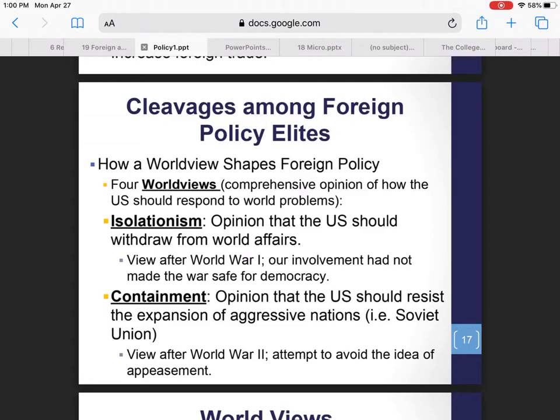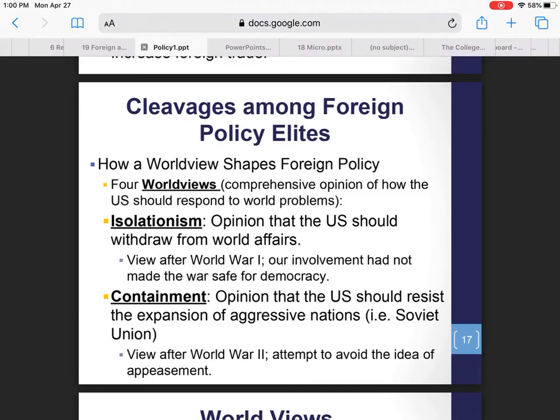Now, Hitler had no intention of holding to that deal. He just wanted to see how much he could push Chamberlain, and it worked. So after World War II, the United States changed their viewpoints. So no longer are we going to be isolationists. If anybody's being aggressive, we're going to stop them. And we kind of looked at ourselves almost as the world's police officer in terms of that.